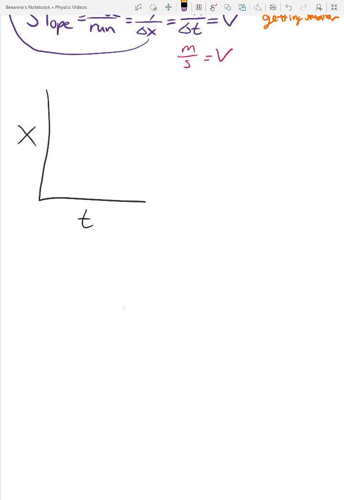So our first curving one is going to look like that. Now, anytime you see a curve in a position versus time graph, what's the first thing you have to think about? Yes, accelerating. It is accelerating, okay? So if it's accelerating, that means our velocity is changing.